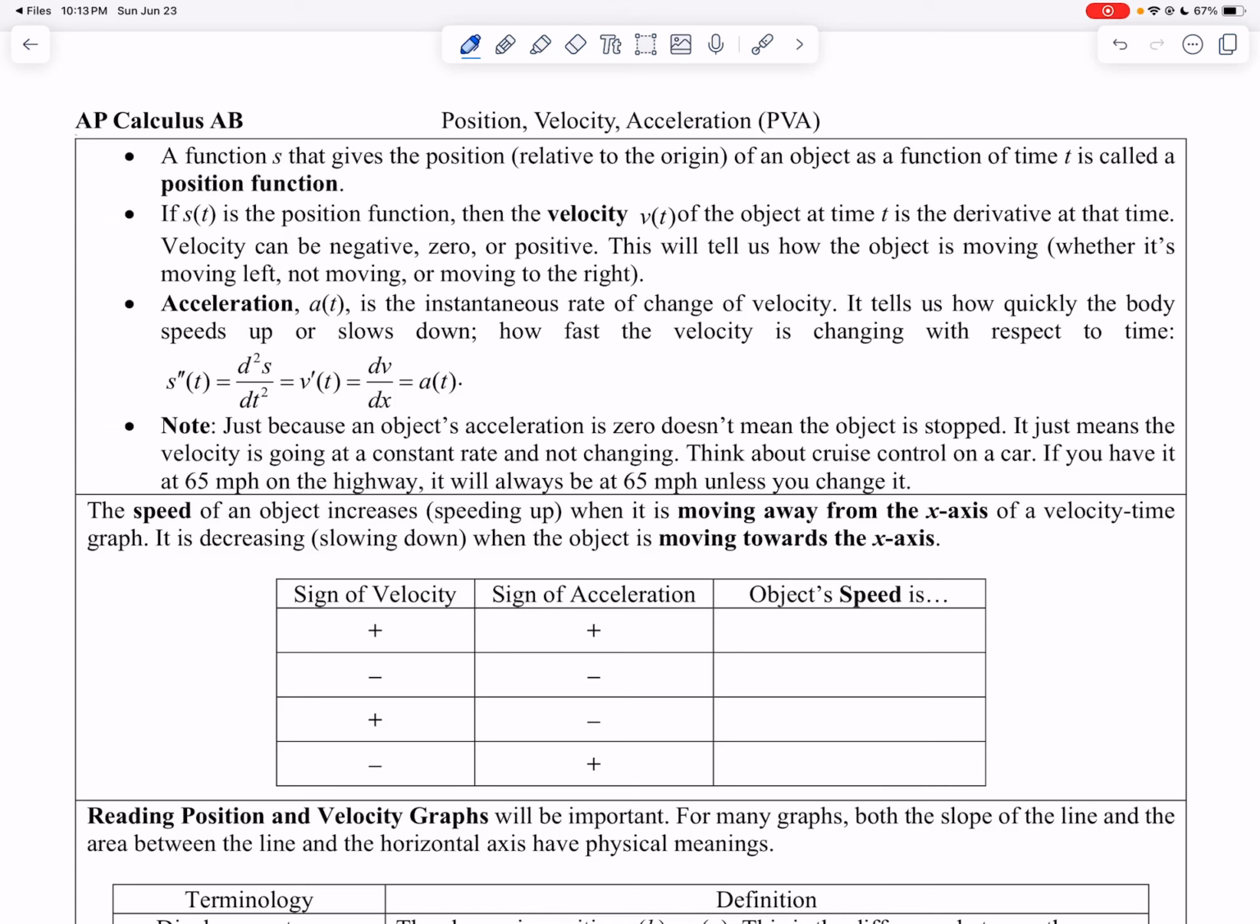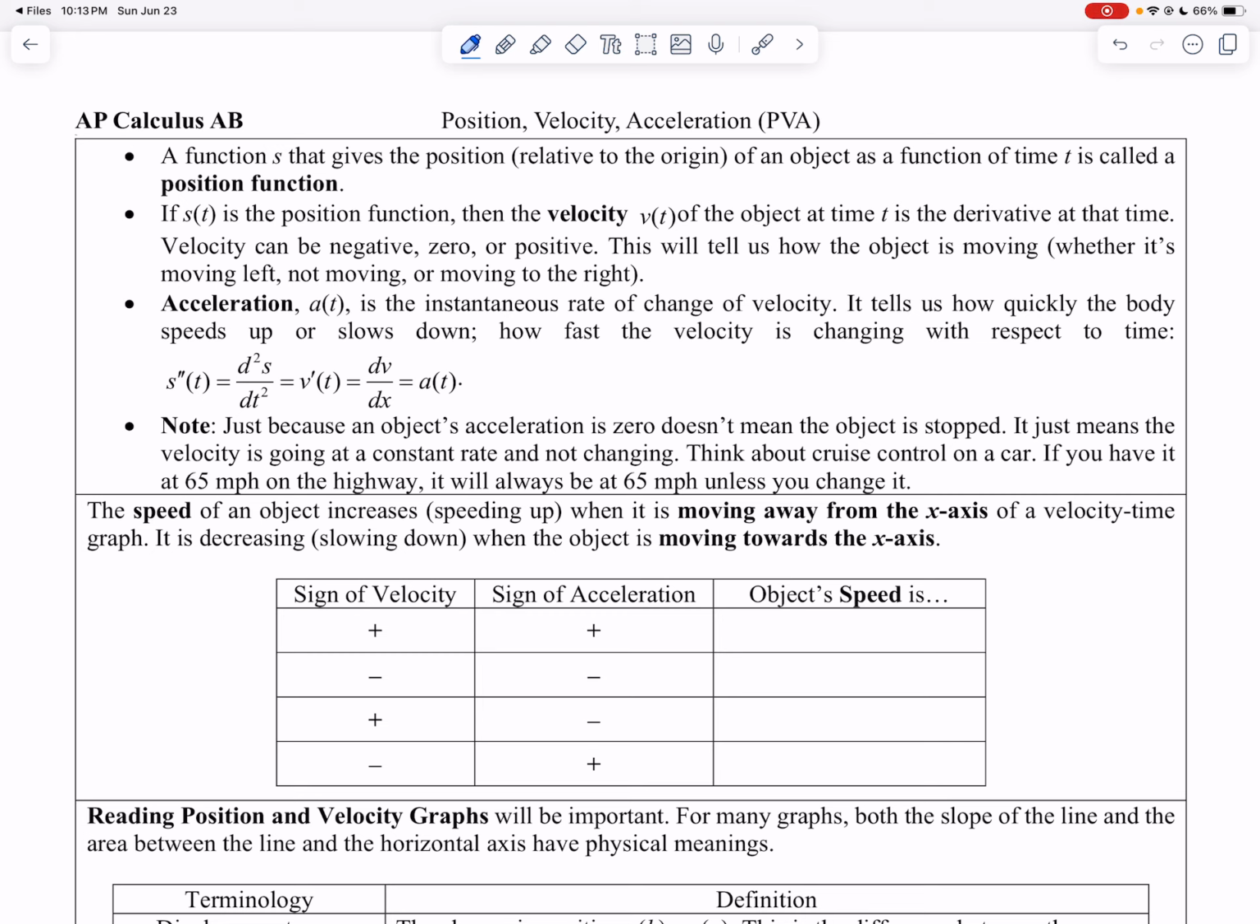Alrighty, in this video we are going to be talking about particle motion, or PVA, aka position, velocity, and acceleration. We'll talk about PVA in terms of a particle moving along the x or y axis. So that's going to be the position function. The position function is obviously the position of an object as a function of time t.